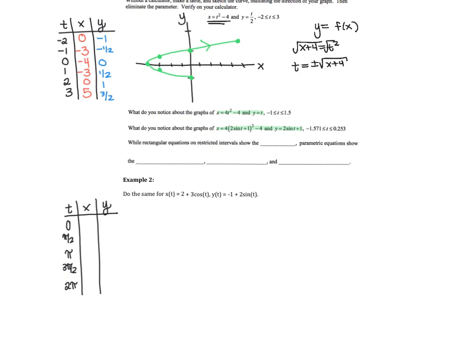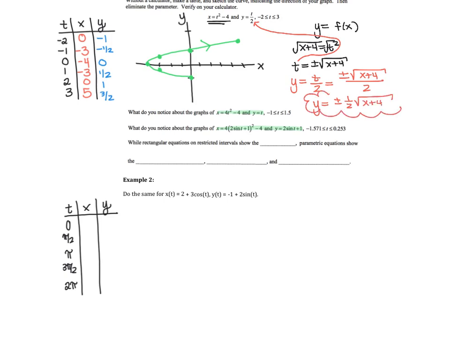And then I'm going to sub this t in for y. So then I'll have y is equal to t over 2, which means that is equal to plus or minus the square root of x plus 4, all over 2. Or I can just say y equals plus or minus 1/2 times the square root of x plus 4.